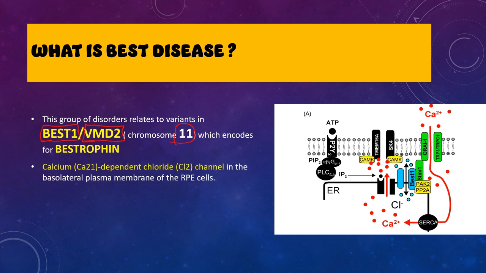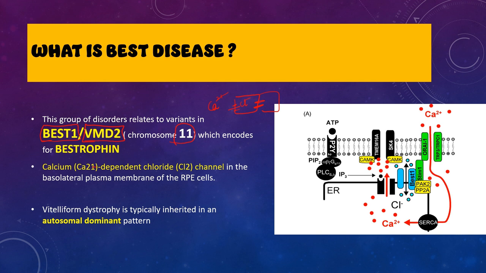Now what is the function of the bestrophin protein? The bestrophin protein actually regulates the activity of a channel which is present on the basolateral aspect of the RPE. These channels are basically chloride channels and they are dependent upon calcium, right? And therefore they are called calcium dependent chloride channels, which are present in the basolateral aspect of the RPE membrane.